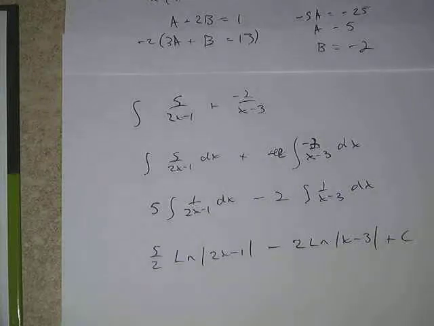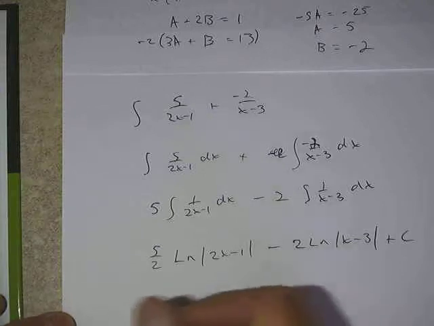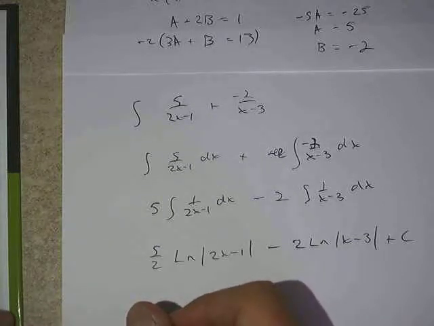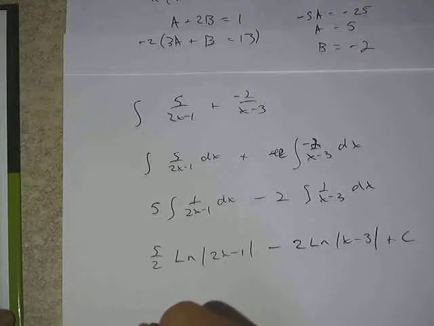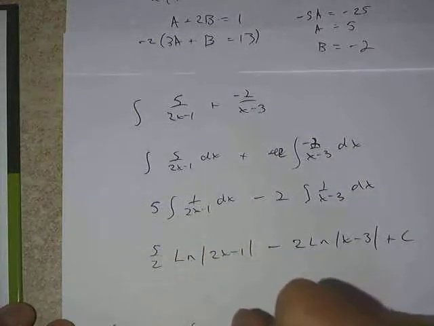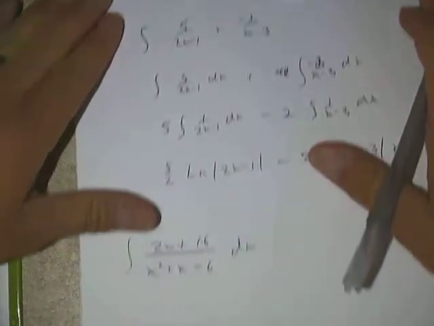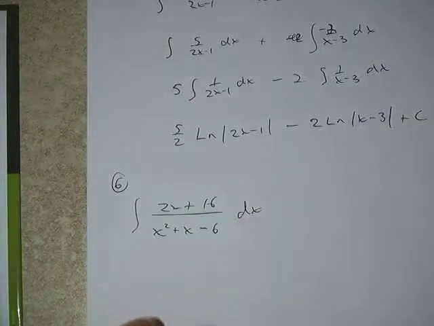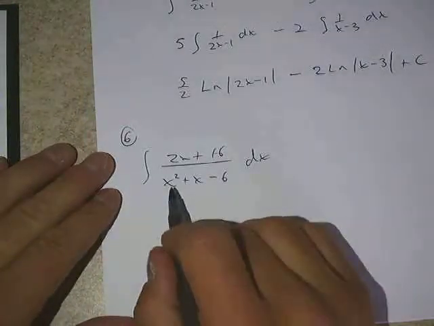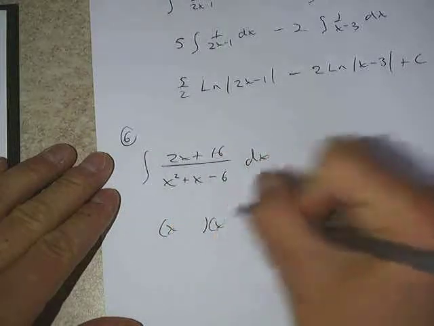Okay, but bottom line, that's essentially an overview of how the system works. We're going to see a couple other variations here in just a moment. We're going to look at another one that works similarly to it, and that's going to be the following. We're going to do 2x plus 16 over x squared plus x minus 6, that is. So we're going to integrate that, and this happens to be number 6 from your book, your homework assignment.